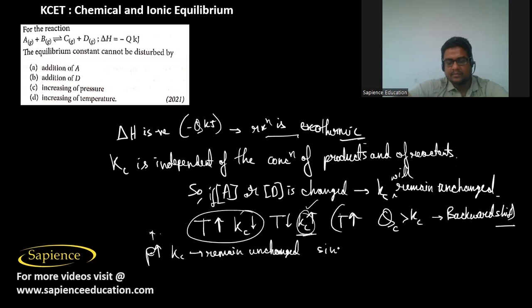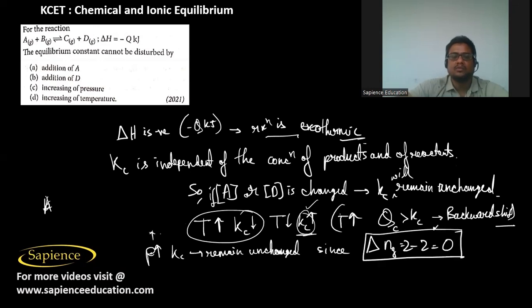Since why? Here delta Ng is equal to the number of moles of gaseous products minus the number of moles of gaseous reactants, that will be 2 minus 2, that is equal to 0. So there is no change in the number of moles when the reaction A plus B gives C plus D happens. The number of moles of gaseous products is 2, and of gaseous reactants is also 2. So 2 minus 2 is 0.